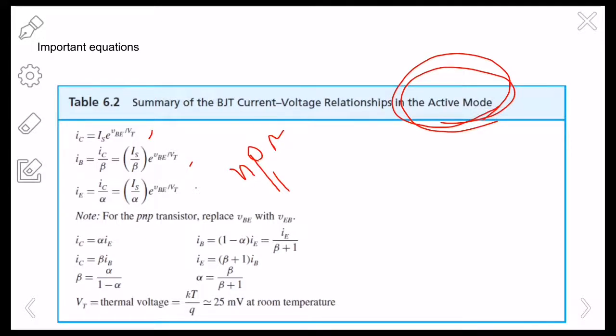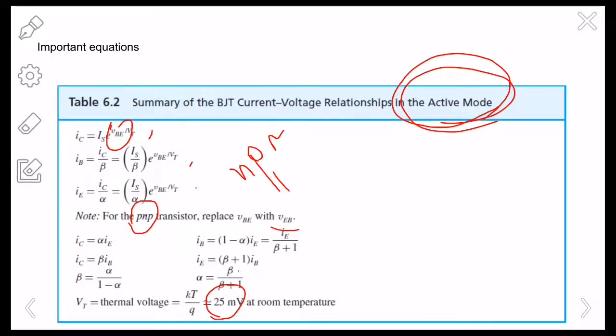Now, one thing we need to know is that alpha is equal to beta by 1 plus beta, and VT is the thermal voltage, that is kT by q. At room temperature it is around 25 millivolt. For a PNP transistor, what we need to do is substitute VBE with VEB. These are the changes.